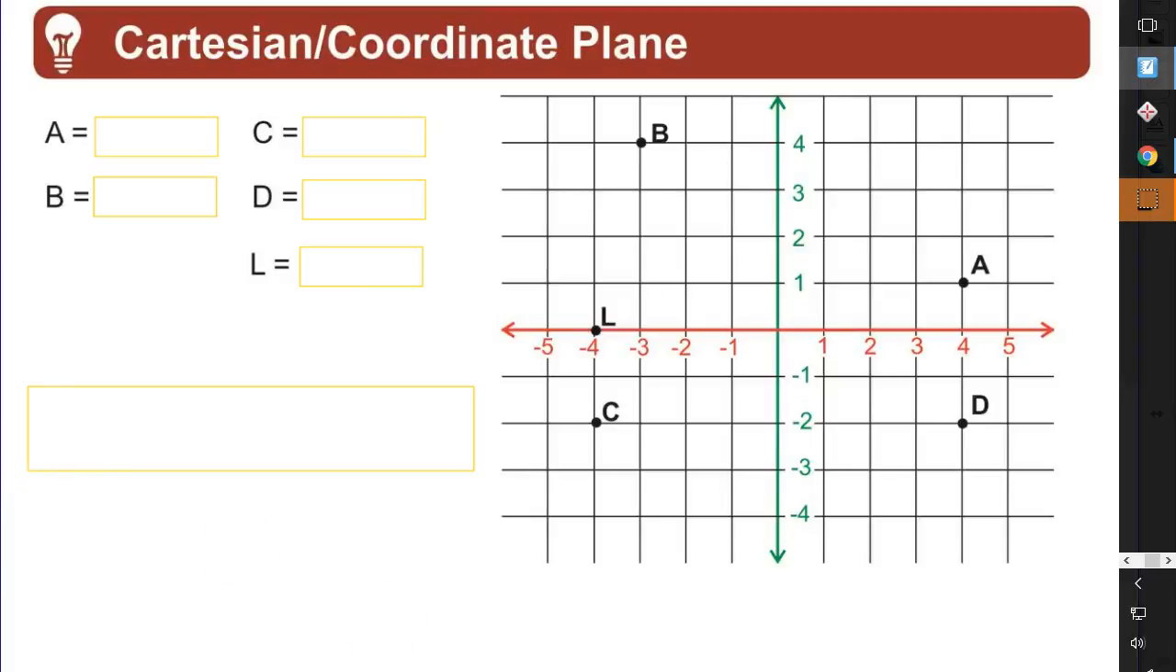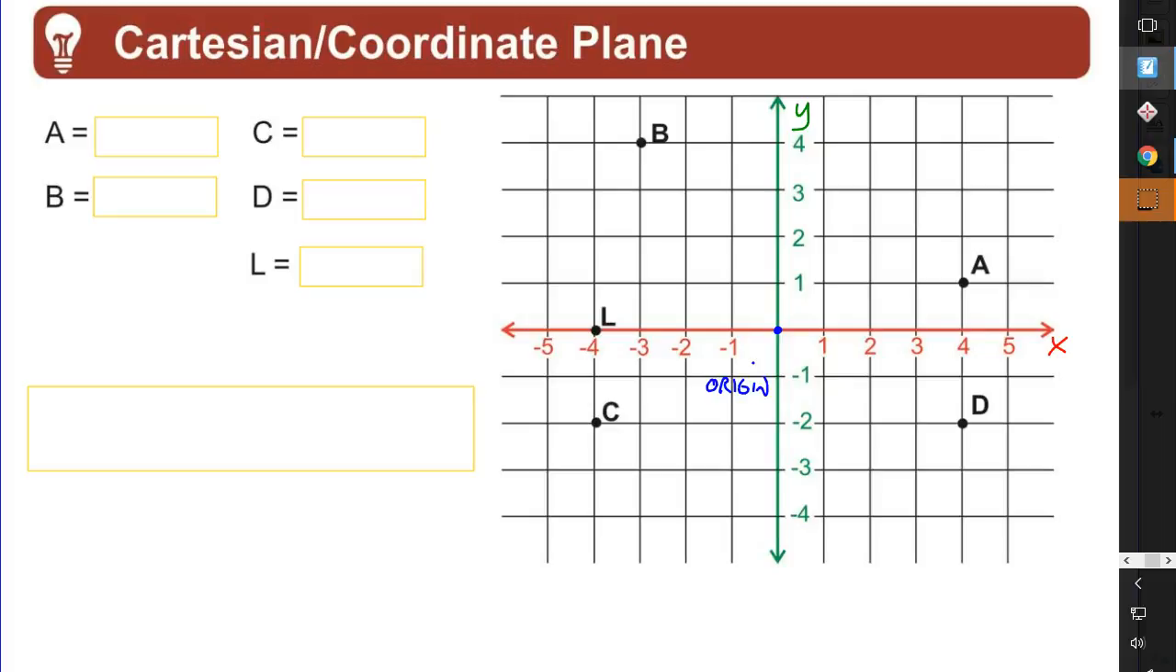Alright, so this is the quick review, and this is a Cartesian coordinate plane. This is the first lesson of Unit 5. Don't forget, a Cartesian plane is also called a coordinate plane or a rectangular coordinate plane. Of course, the plane is broken up by two axes. The horizontal axis, the red one here, is the x-axis, and the vertical axis, the green one there, is the y-axis, right? Don't forget those two axes intersect at a point we call the origin, right?